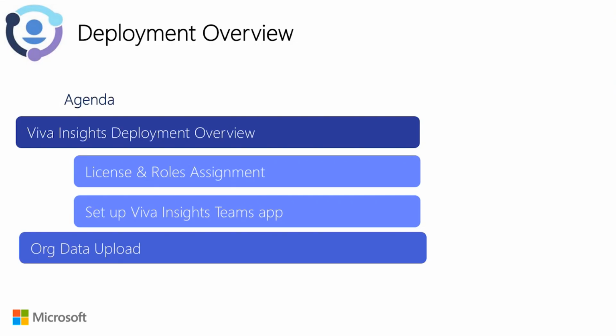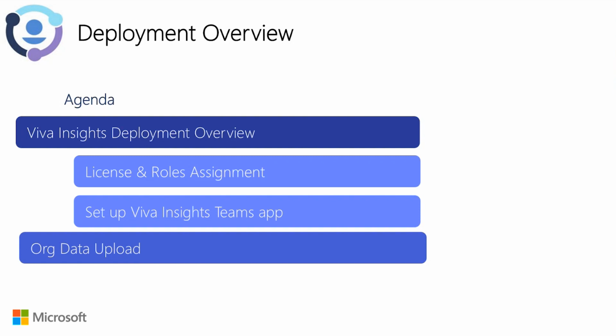We'll talk about specifically the deployment part. We'll talk about license and role assignment. We'll talk about permissioning the different parts of Viva Insights. And we will talk about org data upload as well.